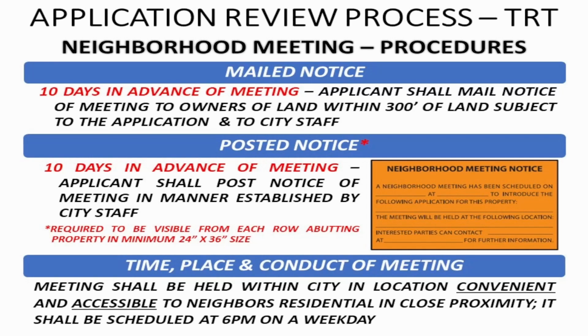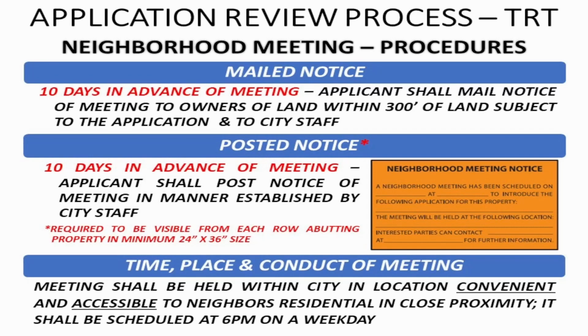Then the applicant is also required to hold the meeting in a location that is convenient and accessible to neighbors residing in close proximity to the site subject to the application, and it's required to be scheduled at 6 p.m. on a weekday to provide neighbors or anybody from the public who's interested in the application the opportunity to come hear the discussion. As I said before, a summary of the neighborhood meeting is required to be provided to city staff, and that information is typically included in the staff reports that are provided to the advisory board as well as the decision-making boards.